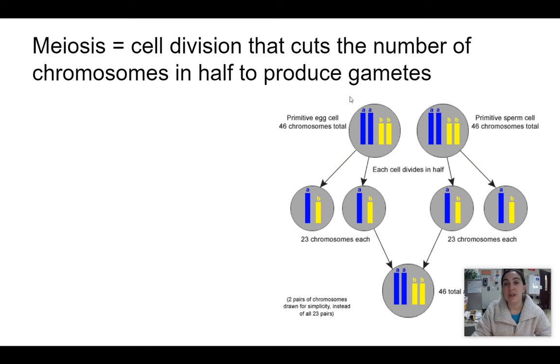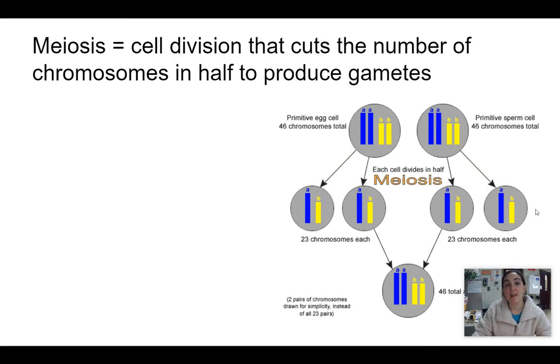So you can see in this picture, these top two cells would represent the cell of a mom and the cell of a dad. And the process of meiosis is this cell division that cuts the number of chromosomes in half. So you can see here, instead of having two copies of each, there's just one copy of the blue chromosome and one of the yellow in each of these cells.